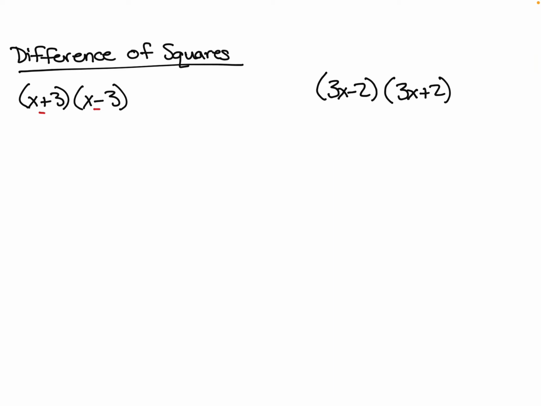So first, we're going to do x by x, giving us x squared. Outside, x times negative 3, so negative 3x. Inside, 3 by x, positive 3x. And last, 3 times negative 3 to give me negative 9.